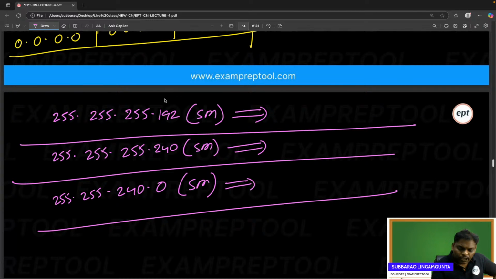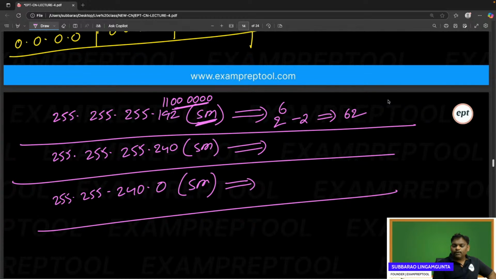So 192 can be written as 11000000. In the subnet mask, zeros are host. I think host purpose 6 bits, which means 2 power 6 minus 2 hosts possible. 64 minus 2, 62. So subnet mask, if you observe clearly, it is a 4 ones 00.